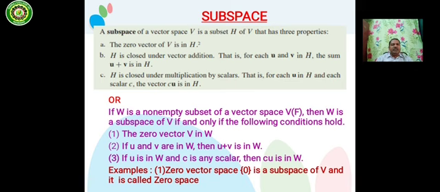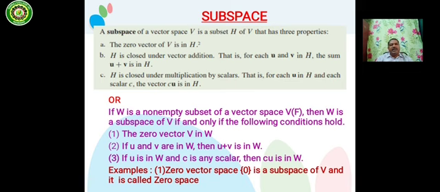The conditions are: the zero vector is an element of H; u plus v belongs to H, which means vector addition is satisfied; and cu belongs to H, which means scalar multiplication is satisfied. If these three properties are satisfied, then we say it is called a subspace.